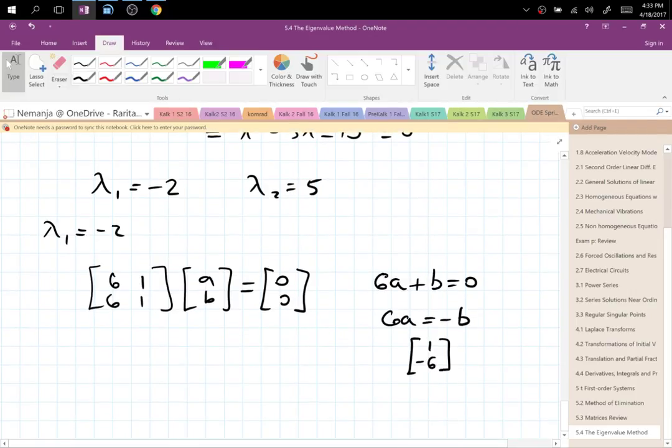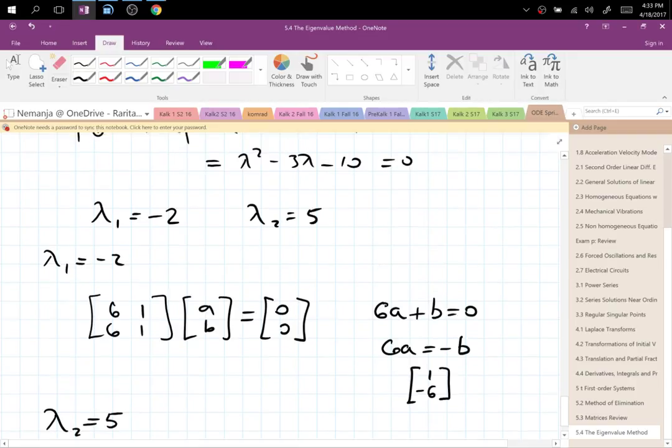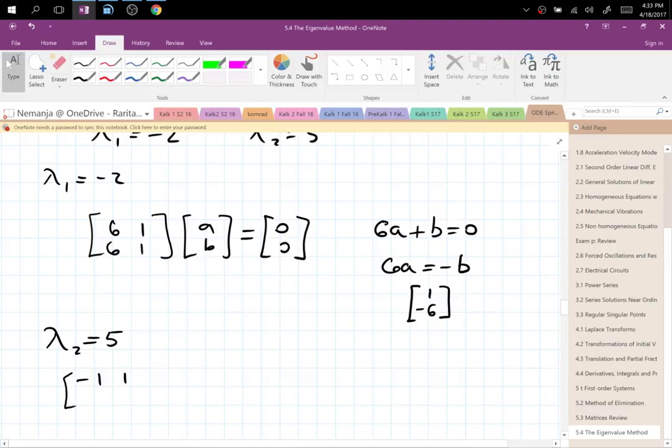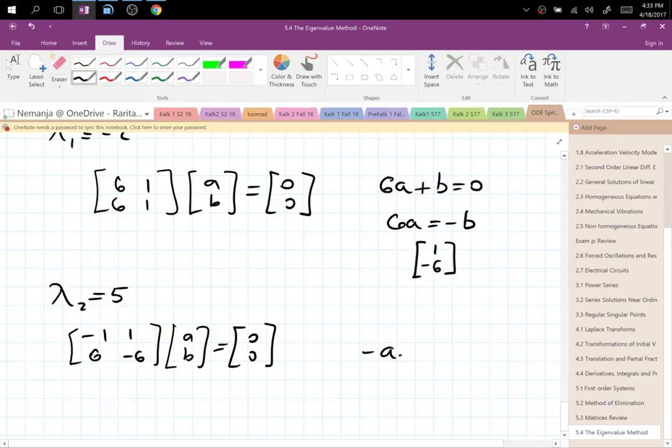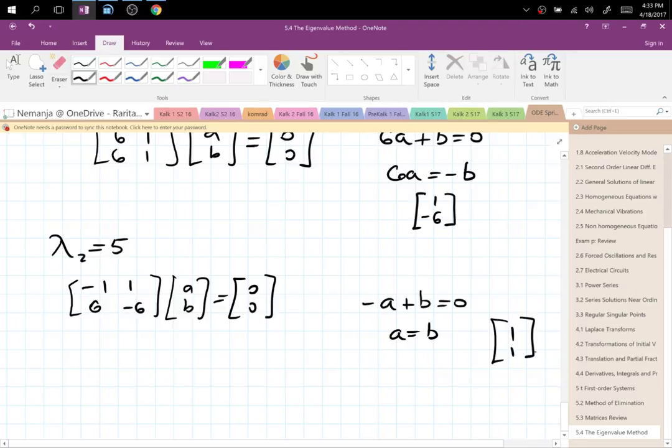So we have our first eigenpair. Now lambda 2 is equal to 5. So negative 1, 1, and 6, negative 6, times AB equals 0, 0. So we have that negative A plus B is equal to 0, from where A is B. So just use 1, 1.